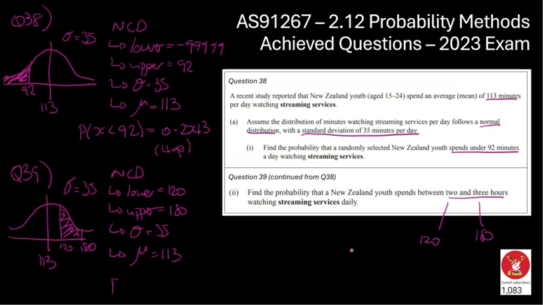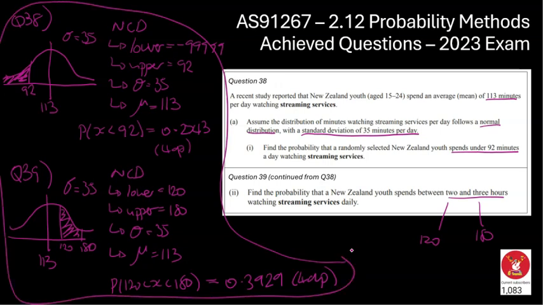So the probability that X is between 120 and 180, or between the 2 hours and the 3 hours that the question's asked us for, is equal to, and I'm getting 0.3929, and that had a 4 DP rounding. So just a reminder, these basic finding-the-probability questions are really, really important. If you don't know how to do those, do reach out, ask for help, and I'm more than happy to reply with some resources to make sure you're a pro at these questions.